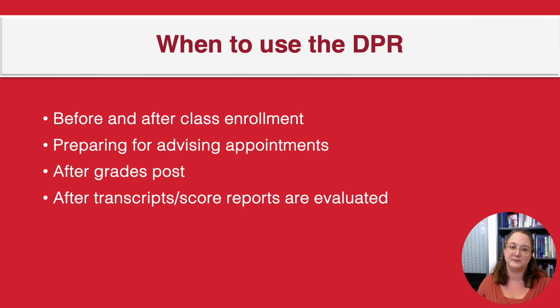The DPR is a great way to double-check grades after each semester to ensure that you meet the requirements. If you've submitted transcripts from another institution or official score reports from AP or IB exams, check the DPR to see what credit you may have received and if they meet any of your requirements. The DPR can also help you keep track of how close you are to graduation. When you're about a year away from graduating, it's time to submit that graduation application.